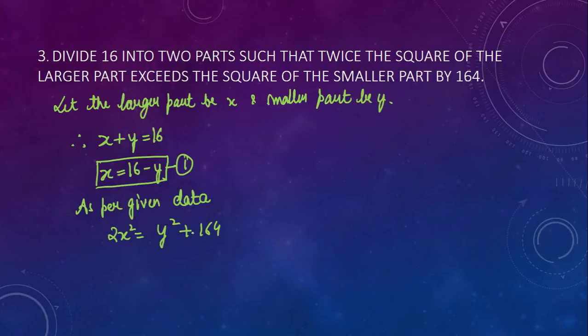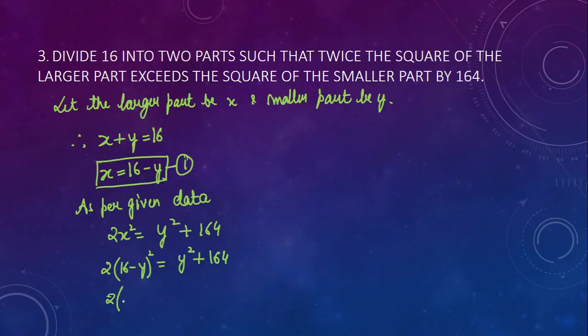But you might be thinking that it's in terms of two variables. So how do we now bring it into a quadratic equation in one variable? Very easy. Substitute the value of x with what we found in 1. So 2 into 16 minus y whole square is equal to y square plus 164. That's it. So 2 into 16 minus y whole square.